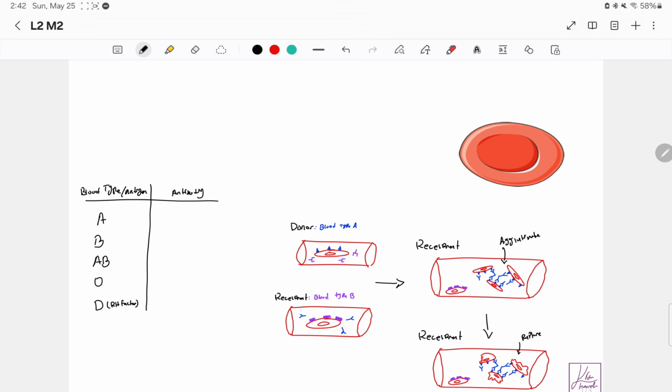So in today's video we're going to talk about different blood types and how blood typing actually works.